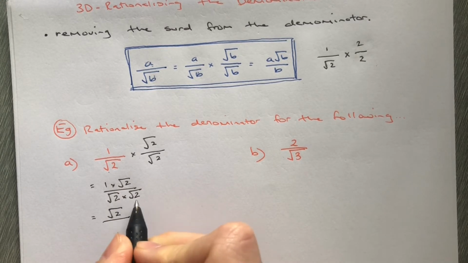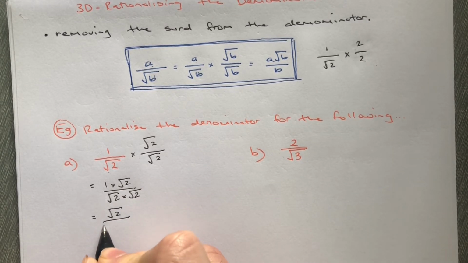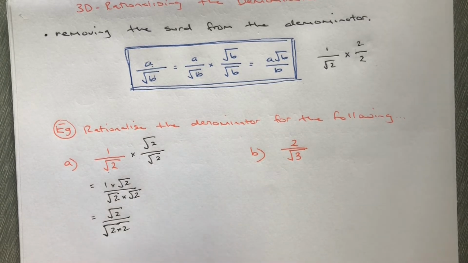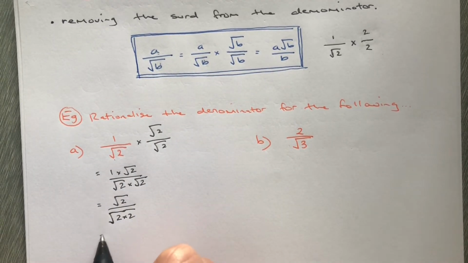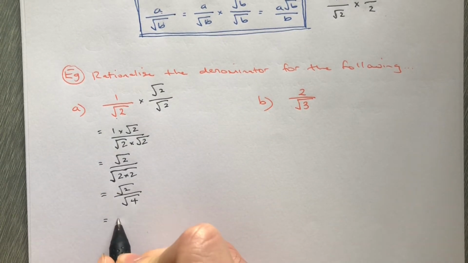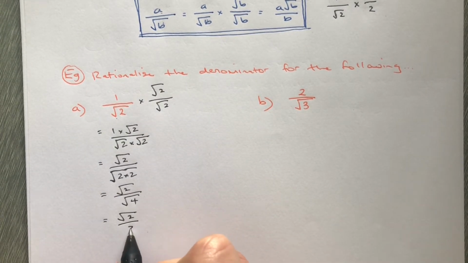And then we can combine these, can't we? So we've got root 2 times 2 like that. Now 2 times 2 is 4. So the square root of 4 is down the bottom. What's the square root of 4? Hopefully you know that it is 2. And we're done. Do we see how down the bottom we've no longer got a surd? What we've done is rationalised the denominator.